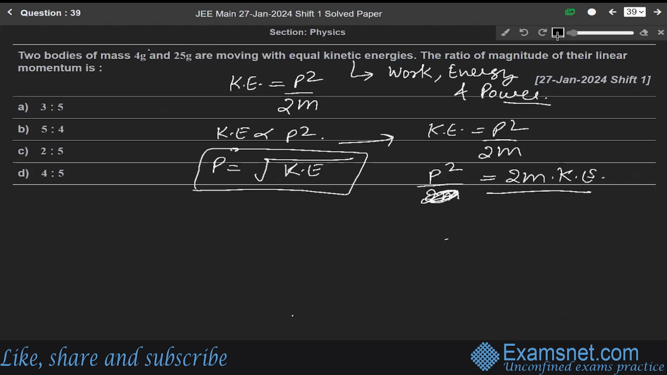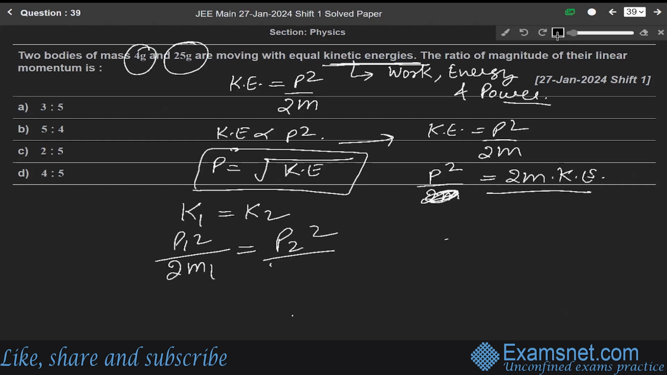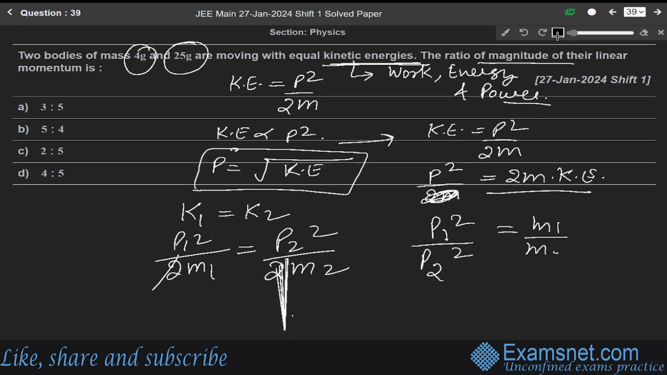We are given two masses, 4 gram and 25 gram, and they have equal kinetic energy. If they have equal kinetic energy, K1 equals K2, so P1 square over 2M1 equals P2 square over 2M2. The 2 cancels out. We have to find the ratio of the magnitude of their linear momentum, so P1 square over P2 square equals M1 over M2.